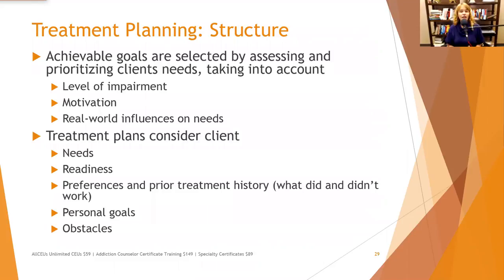Treatment plans consider client needs, readiness, preferences, and prior treatment history, looking at what did and didn't work, because there's no sense repeating something that you've done 4 times that hasn't worked yet. We're going to look at their personal goals, and then we'll look at obstacles like transportation and childcare and those sorts of things that might preclude someone from going into residential or make it difficult for them to get to evening IOP, for example.